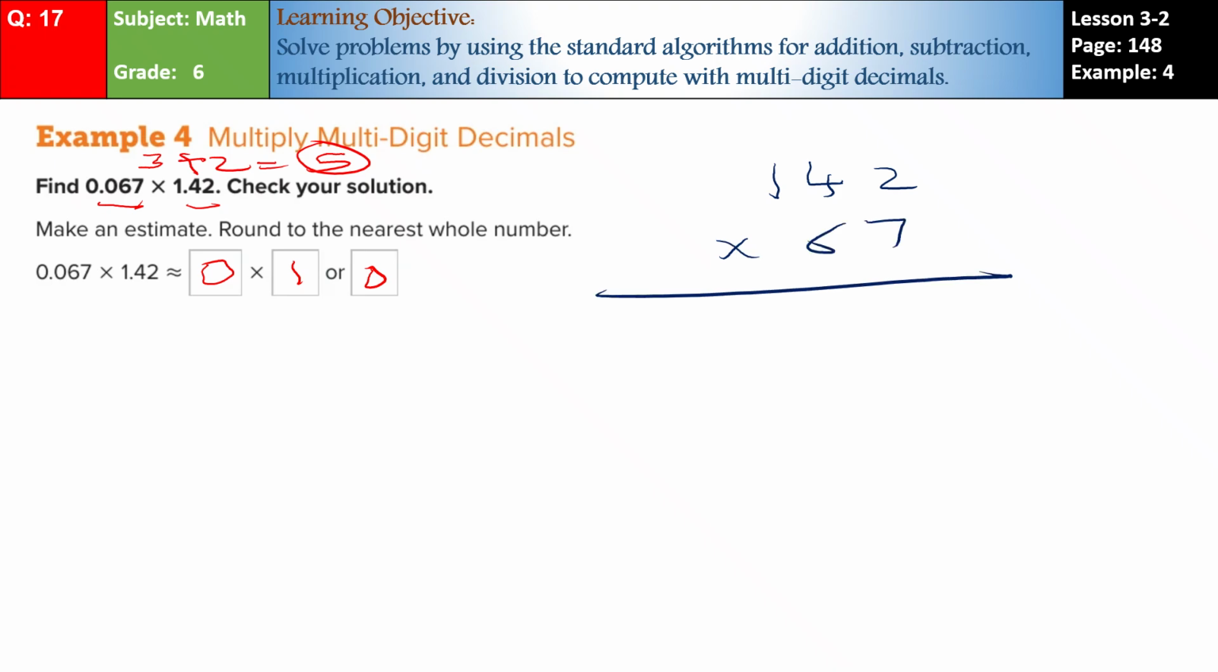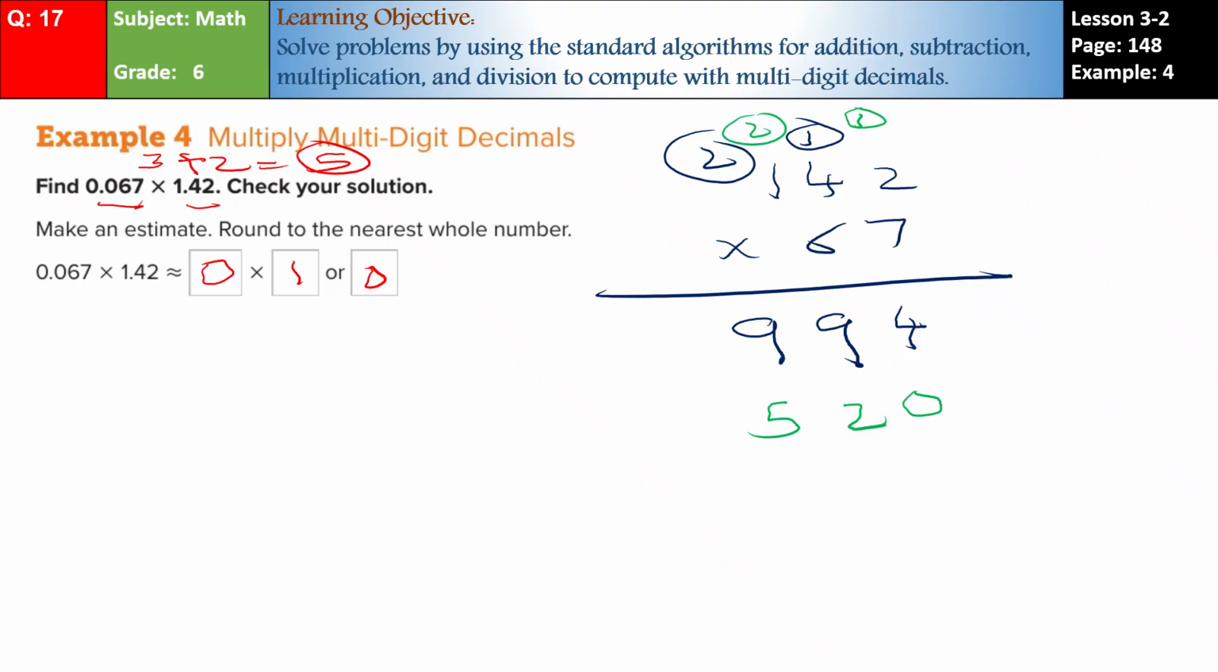Now 7 2 times is 14. I will write 4 here. 1 will go up. 7 4 times is 28 plus 1, 29. Now 2 will go here. 7 1 time is 7 plus 2, 9. When I start the next step, I will start by adding a 0. Then 6 2 times is 12. So I will write 2 here and 1 will go for carry. 6 4 times is 24 plus 1, 25, and 2 will go for carry. 6 1 time is 6 plus 2, 8. Now I will add them.